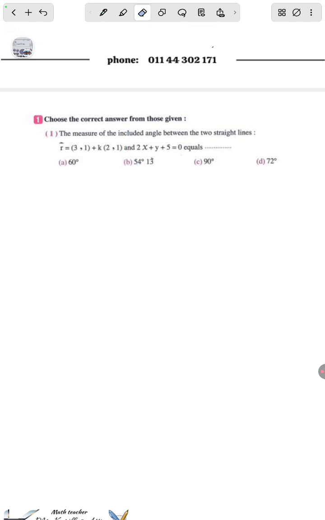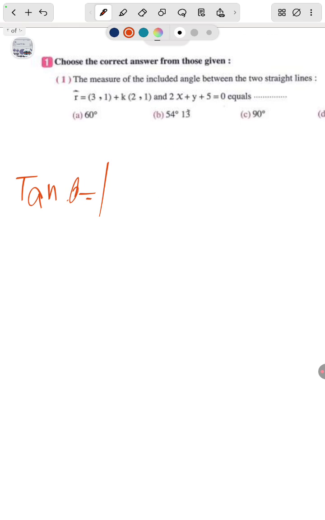Question number 1. The measure of the included angle between two straight lines with slopes 3 and 1 plus k, and 2x plus y plus 5 equals 0, equals what? We know that the measure between two angles is tan theta equals the absolute value of m1 minus m2 over 1 plus m1 m2. M1 means the slope of the first line, m2 means the slope of the second line.